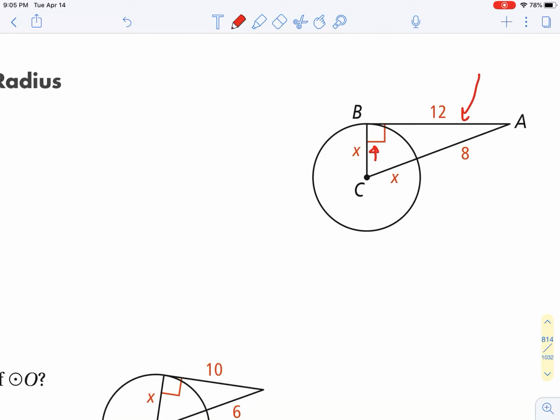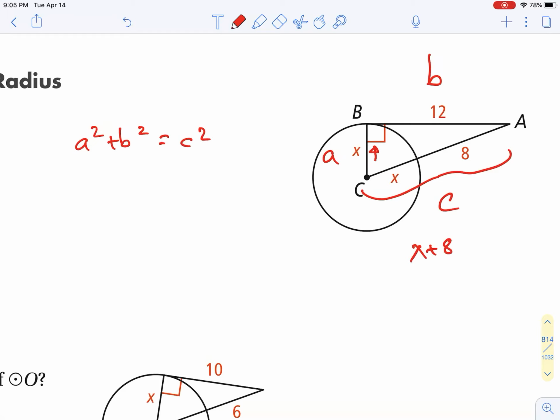Pretty simple. Just make sure you use the Pythagorean theorem, right? Here is our right angle. So this line is going to be our c, or our hypotenuse, and that line will be a, that line will be b. But take a look at our hypotenuse. It's actually x plus 8. So if we put this all together, we have a squared plus b squared equals c squared. a is x squared, b is 12 squared, and c is x plus 8 squared.